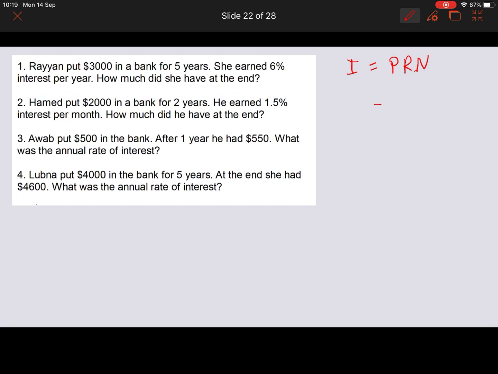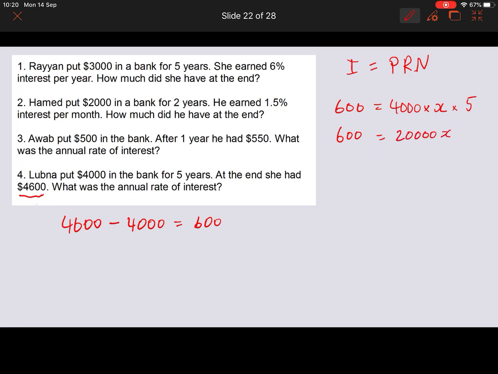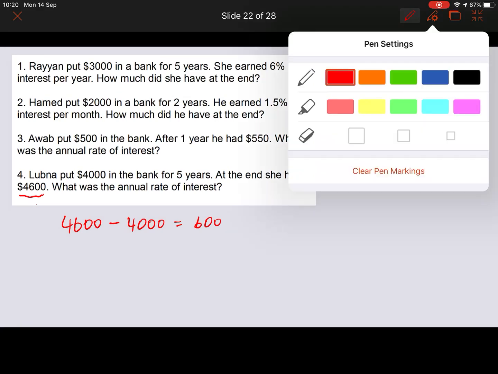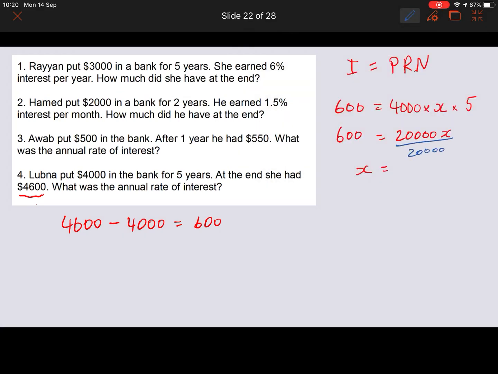Okay. And finally, Lubna put $4,000 in the bank account for 5 years. At the end, she had $4,600. What was the annual rate of interest? Well, again, what we don't know is the rate of interest. We know the principal is $4,000. X is going to be my interest rate because I don't know. Okay, and then we did it for 5 years. How much interest did we earn? We didn't earn 4,600 interest. We must have earned 600 because 4,600 minus 4,000 is 600. That's the amount of interest we must have earned.